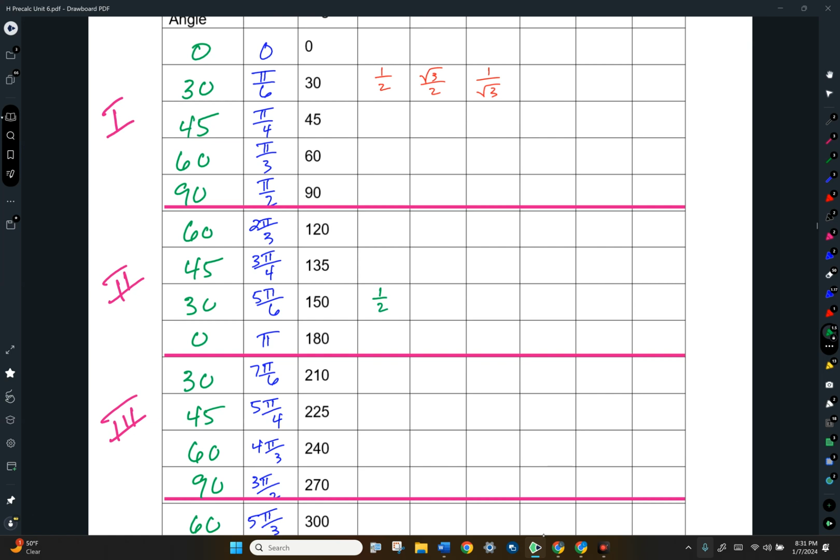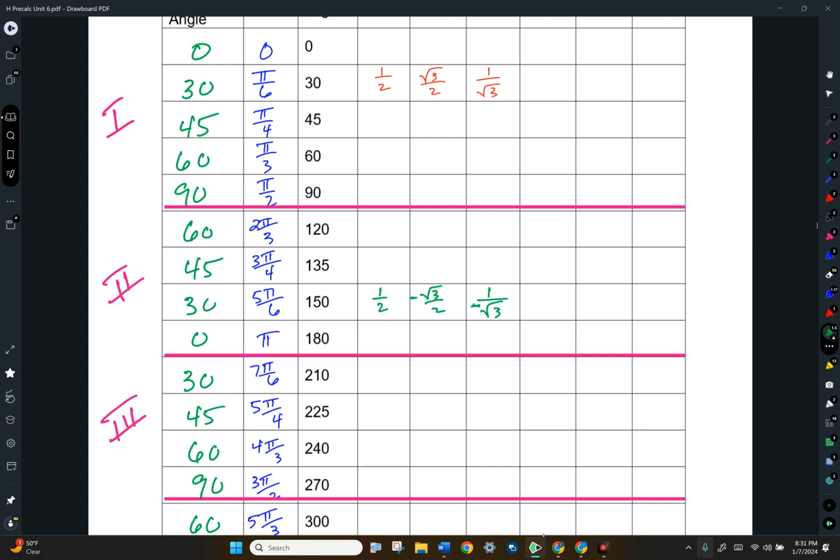Cosine of 150 was square root of 3 over 2, and I think we said negative. And the tangent is going to be 1 over negative square root of 3. Okay.